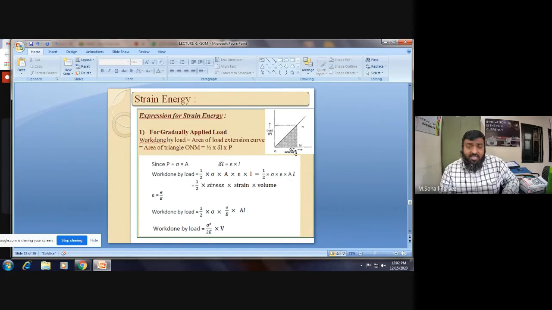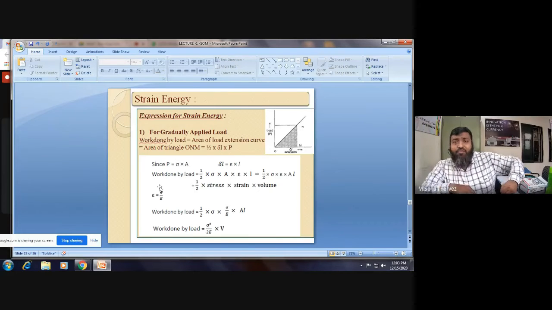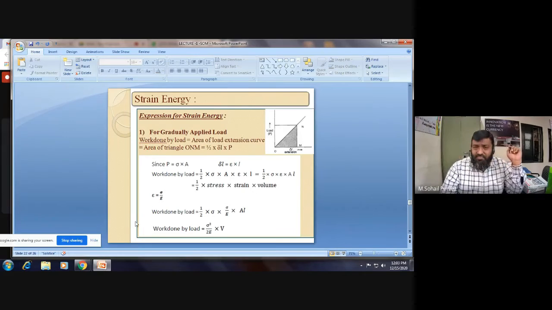Now area under the curve is nothing but work done. What do you mean work done? How much work is done by this pulling load in deforming the body, and that is gradual load. So work done is nothing but area of load extension curve, or area under the curve. And the area under the curve is a triangular body. This is triangular body curve. So half base into height, height is P, base is delta L. So I have given the same thing.